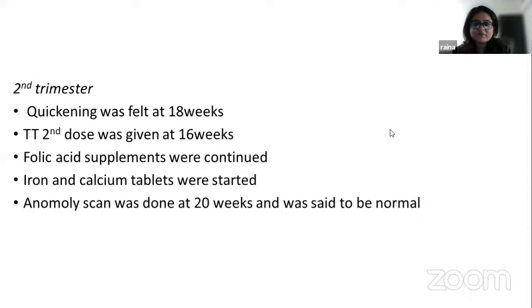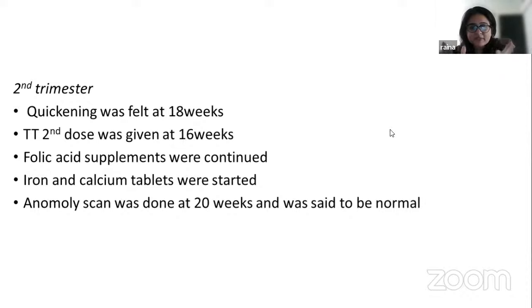Quickening is the first perception of fetal movement because the baby is now large enough so we can feel. When does a woman feel quickening normally? A multigravida feels it at 16 weeks. In a primigravida it is a little later, around 20 weeks. Multis usually feel quickening earlier because they are experienced and know how the movement feels. But quickening is important because it helps us confirm the dating of the pregnancy.